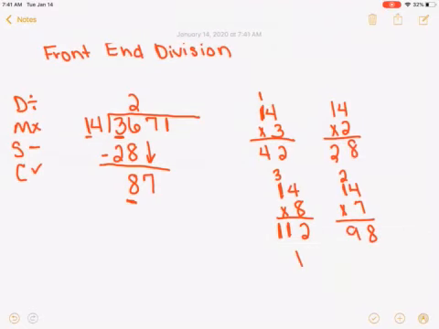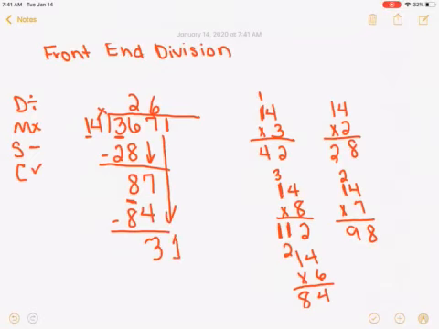So now let's do 14 times 6. Okay. 4 times 6 is 24, carry my 2. 6 times 1 is 6, plus 2 is 8, so 84. So 14 times 6 is the closest we can get without going over. So we'll put our 6. Okay, we just said 6 times 14 is 84. We subtract. That leaves us with 3. And then we bring down our 1.